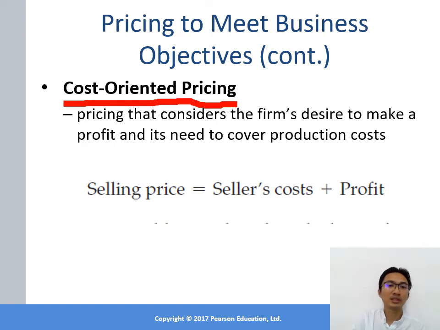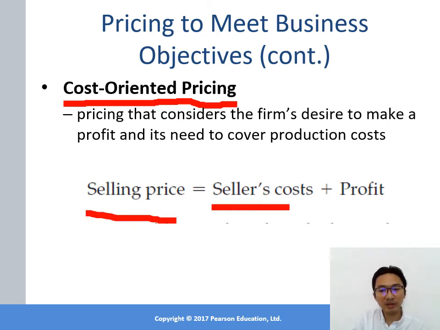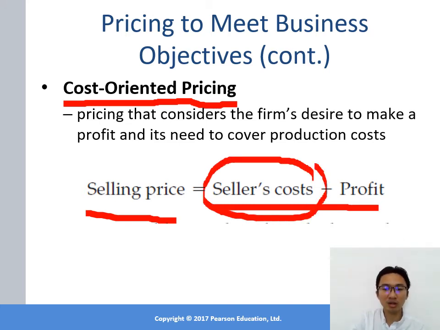The first tool is cost-oriented pricing. Cost-oriented pricing considers the firm's desire to make a profit while it still needs to cover production costs. So in this case, our selling price would be the cost plus the profit. We would determine our cost, and then we decide the profit that we want. That will then be our selling price.